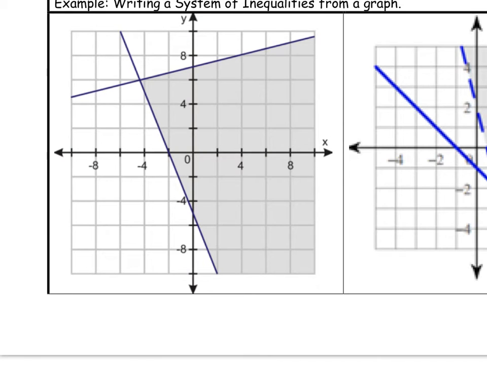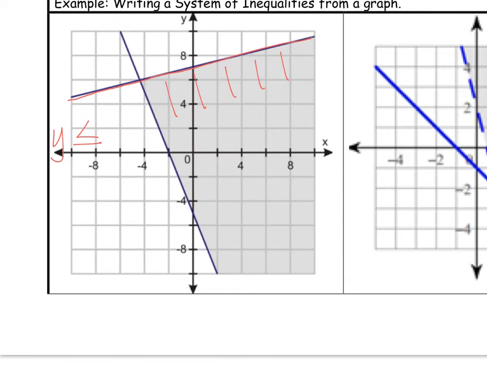Okay, so we're going to work backwards again. We're going to look at this system of linear inequalities. This gray shaded area in here is the solution to this system of inequalities. What is the system? So we're going to look at this line first, this boundary line right here. The boundary line is solid and everything is shaded below the boundary line, so we know that it's going to be y is less than or equal to.